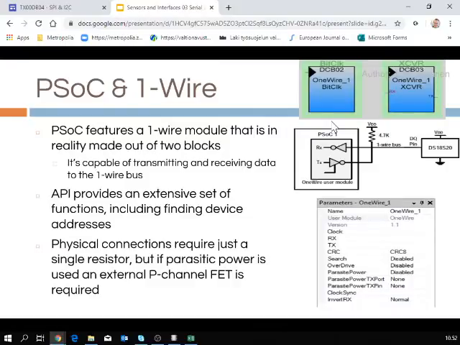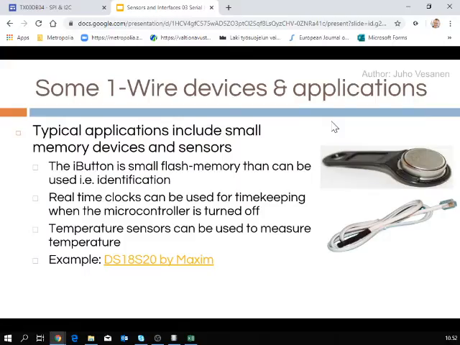Okay. So, but anyways, these one-wire device applications, okay, the iButton, that used to be a big thing, although it's not anymore. I think it's obsolete technology already. It was a big thing 10 years ago.